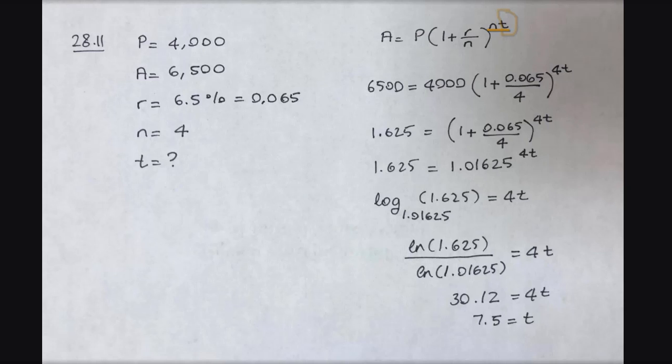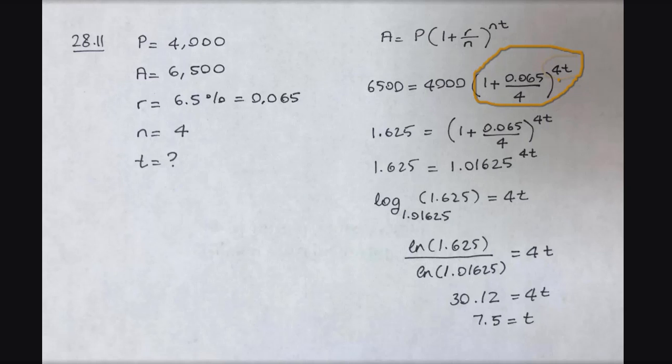So let's plug in the values. The final amount is 6,500. The initial amount is 4,000. So 1 plus, we rewrite the interest rate in decimal form and divide by 4 because we have 4 compounding periods per year when it is compounded quarterly, and the exponent will be 4 times t. Okay, so the exponential expression is this parenthesis raised to the power 4 times t.